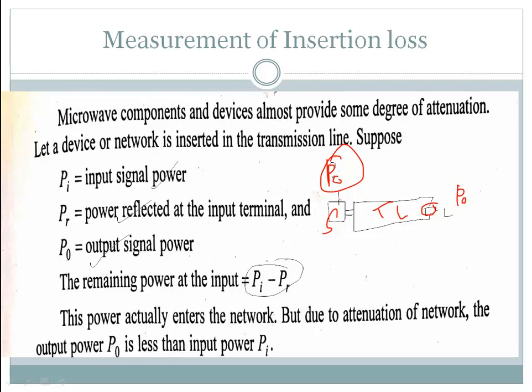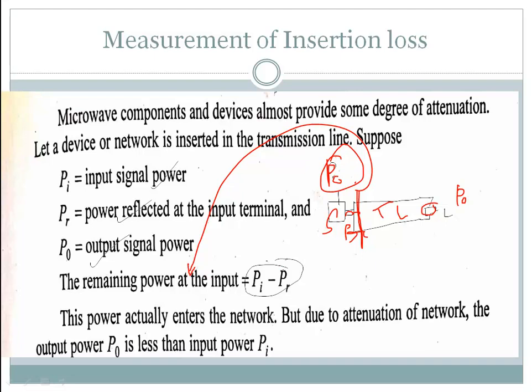When the microwave source is generating power Pi, and that power is coupled to the microwave transmission line, some power is reflected back to the input side, and that particular power is known as PR. PR means reflected power. So we can say at the input side of the microwave transmission line, the power is less than the power generated by the microwave source, right? And this power is known as the remaining power.